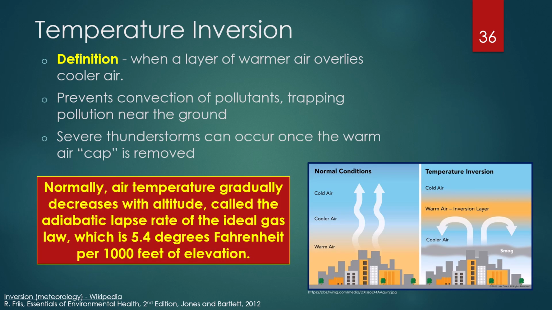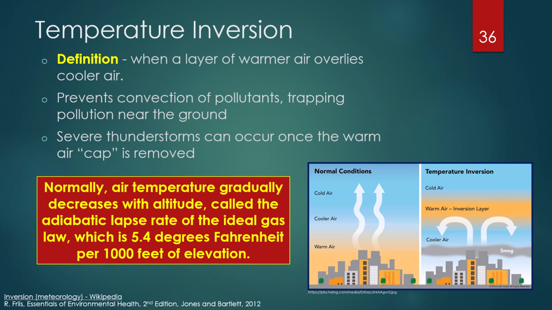Let's spend a few minutes discussing the concept of temperature inversion and how that atmospheric phenomenon can worsen air pollution. In meteorology, a temperature inversion is defined when a layer of warmer air overlies cooler air. Normally, air temperature gradually decreases with altitude, called the adiabatic lapse rate of the ideal gas law, which is 5.4 degrees Fahrenheit per 1,000 feet of elevation. This relationship is reversed in a temperature inversion.